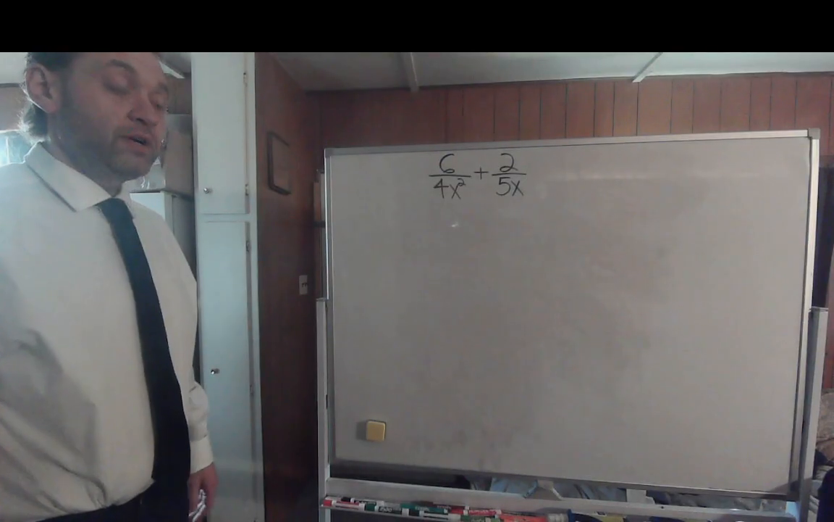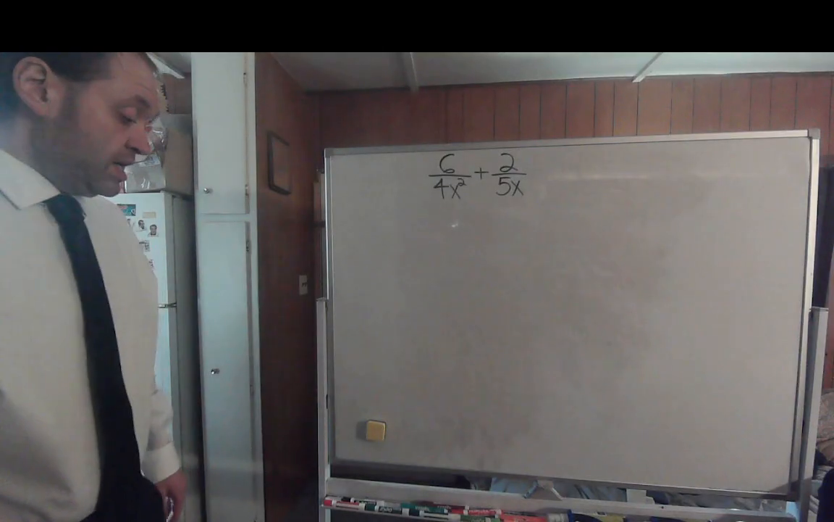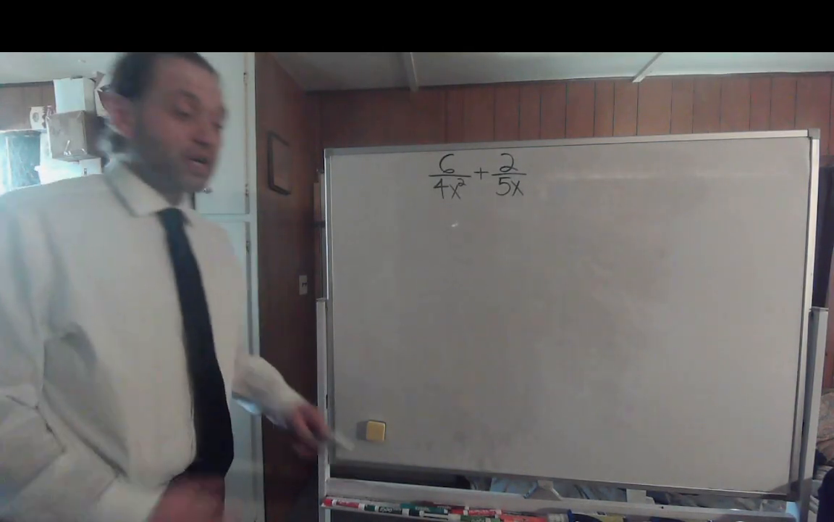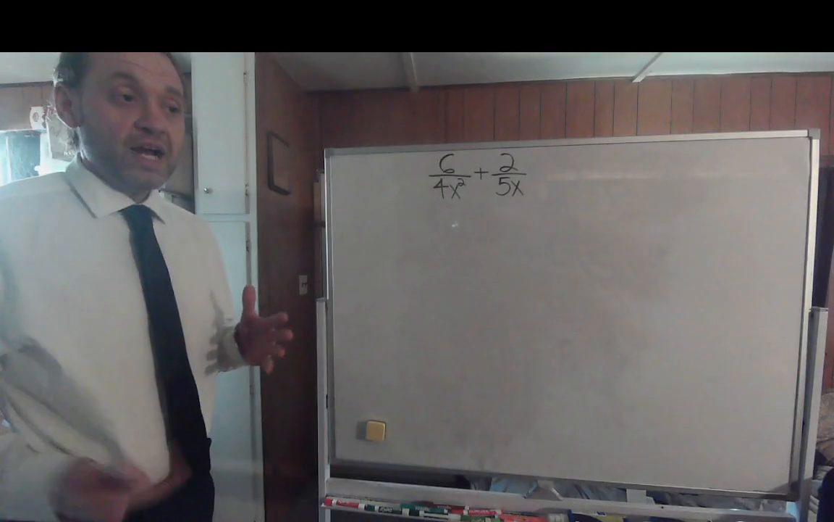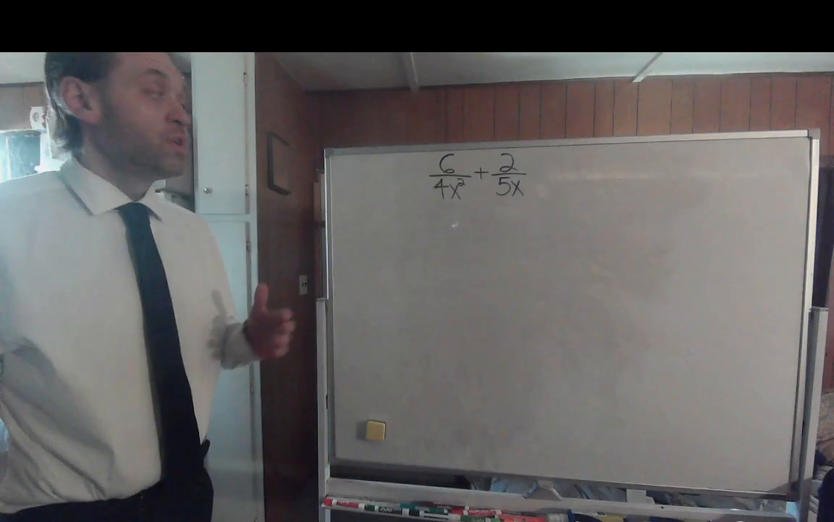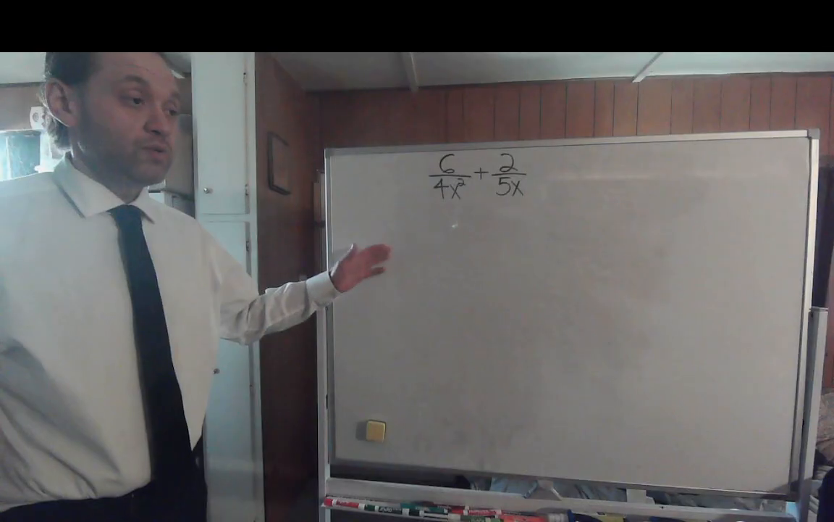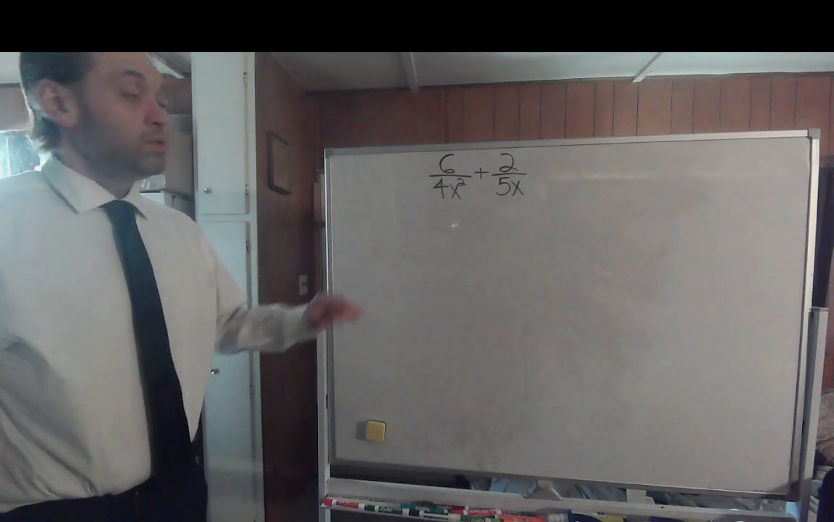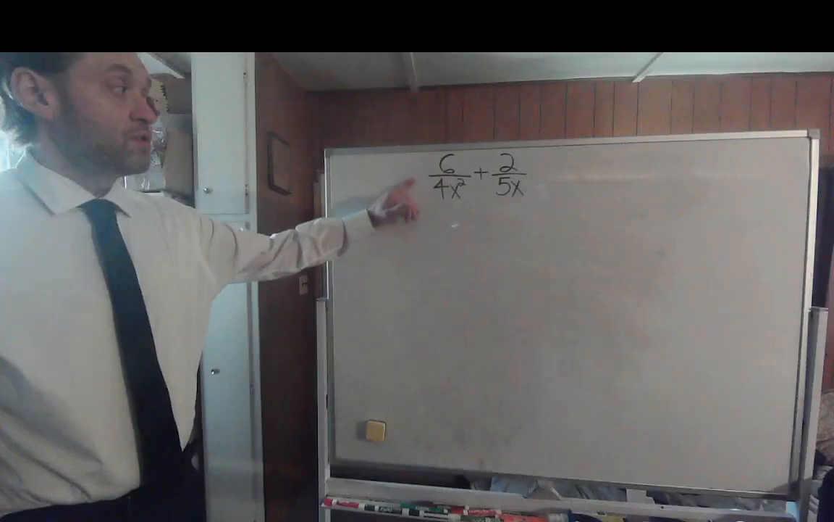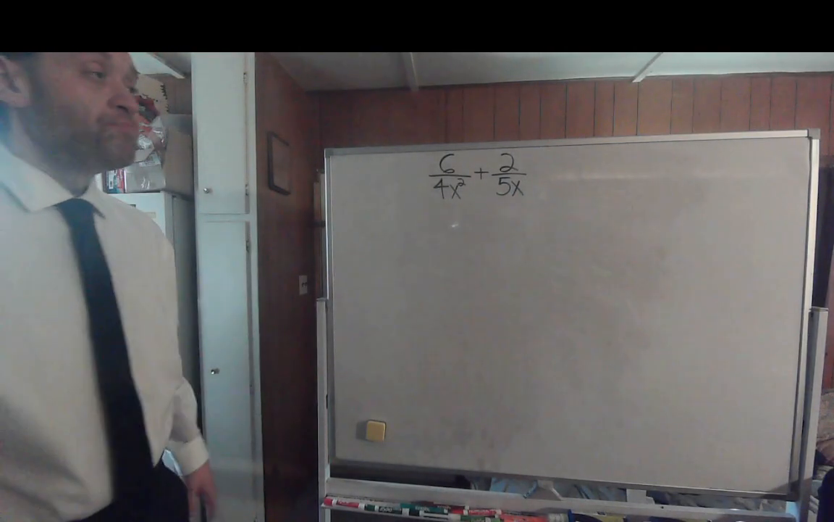So today we are going to talk about adding and subtracting fractions. If we recall, when you add or subtract fractions, you have to get a least common denominator in order to be able to add or subtract them. Otherwise you can't do it. Well, look at this one here, 6 over 4x squared plus 2 over 5x.